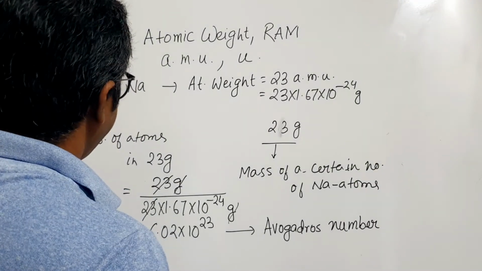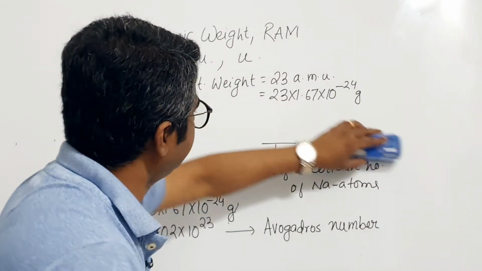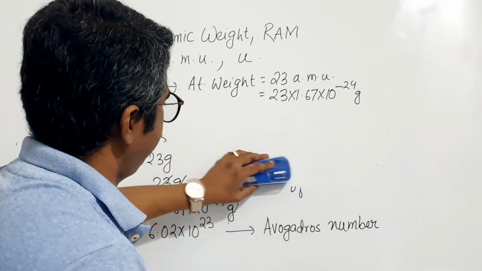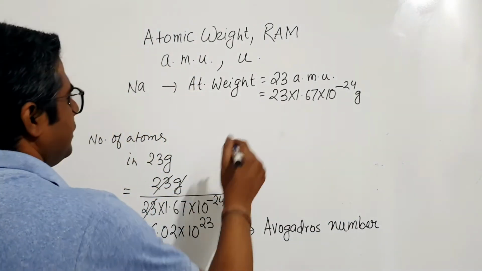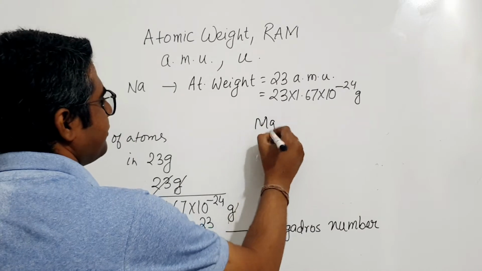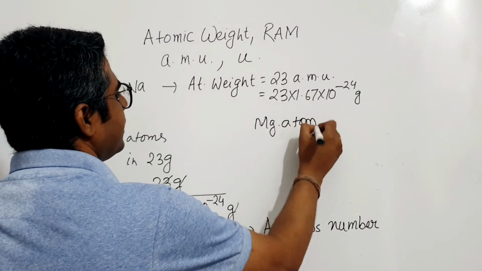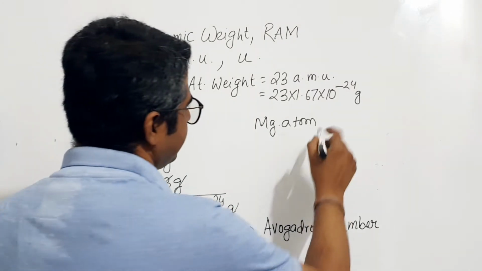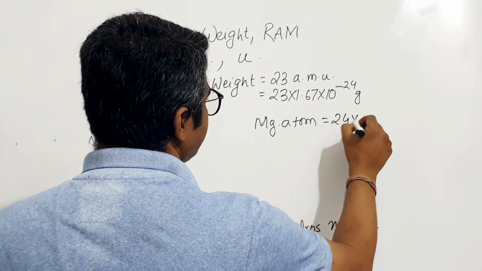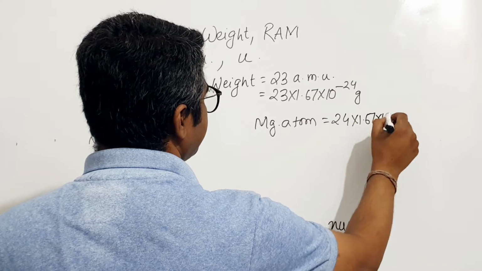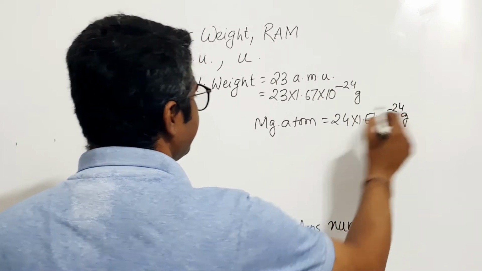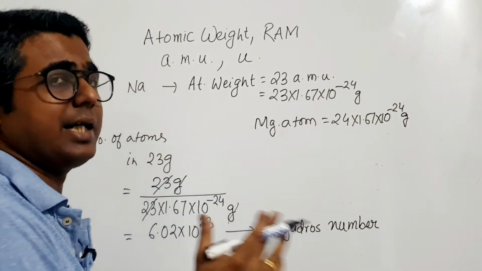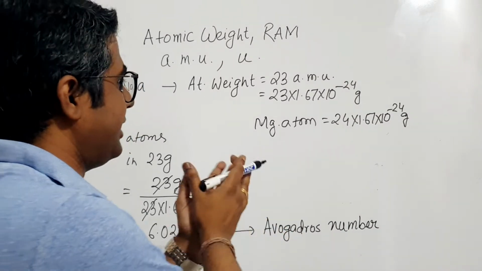How is it constant for everyone? Let us just check whether this is the same for a magnesium atom. If I calculate for a magnesium atom, it has 12 protons and 12 neutrons. So, the total is 24. So, definitely 24 into 1.67 into 10 to the power minus 24 gram is the magnesium atomic mass, that is, the mass of a magnesium atom.